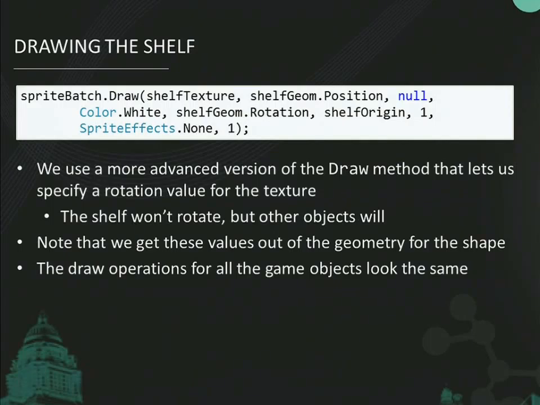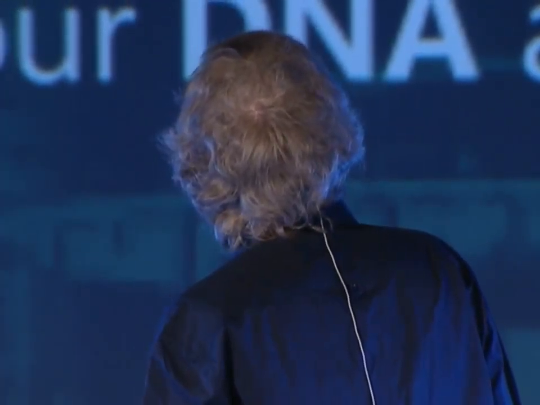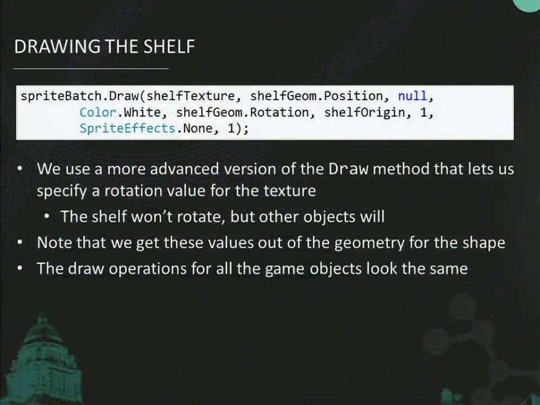Sprite Batch is my drawing machinery. You've seen the draw method before. This is a much bigger version, which has a position and a rotation and a few other parameters. Again, don't worry too much about these. Just steal them. Just use my code. It will work a treat. The shelf doesn't rotate because it's just holding up my house. The ball and the house will spin.